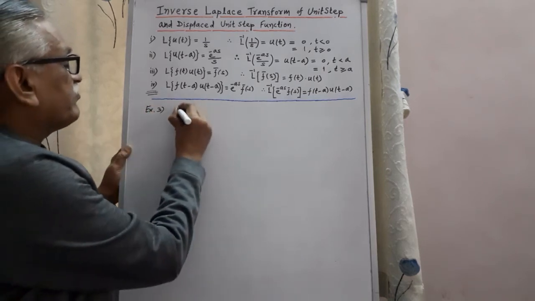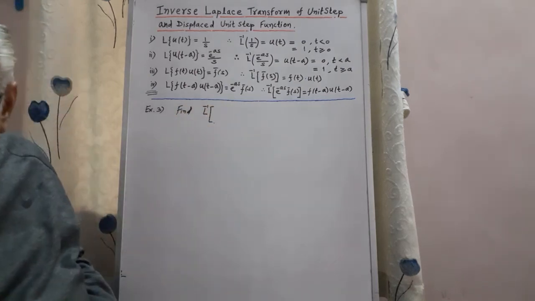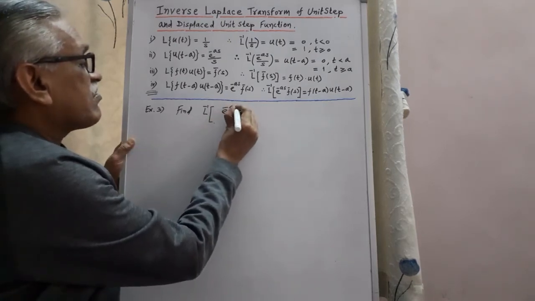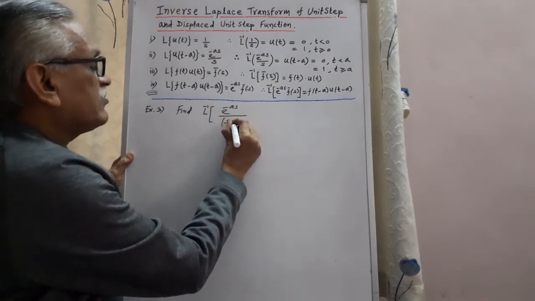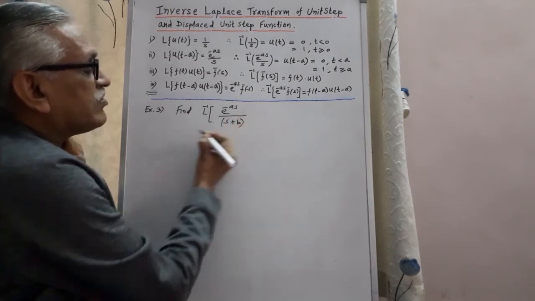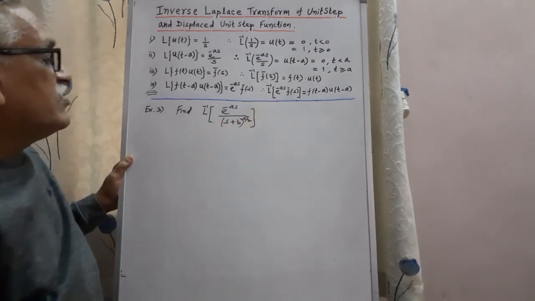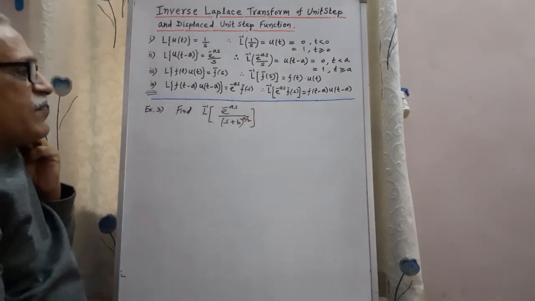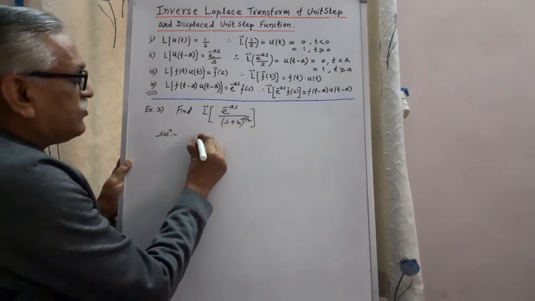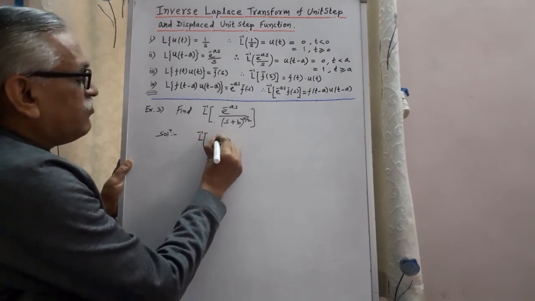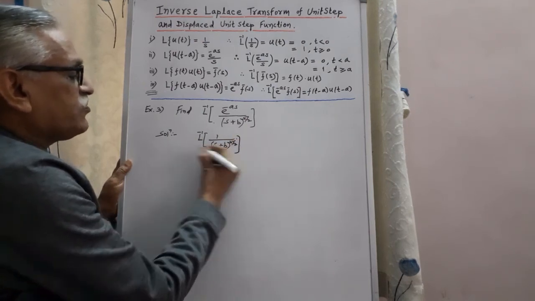Third example, find inverse Laplace of e raised to minus as divided by (s plus b) raised to 5 by 2. Okay, again the same fourth result we have to apply to find the inverse. Therefore, first of all, we find the inverse of 1 upon (s plus b) raised to 5 by 2.